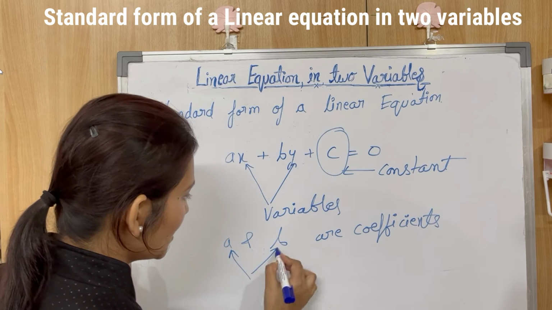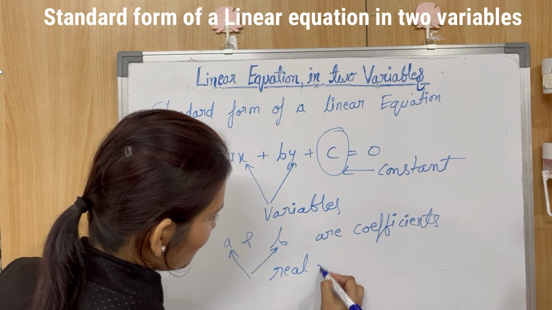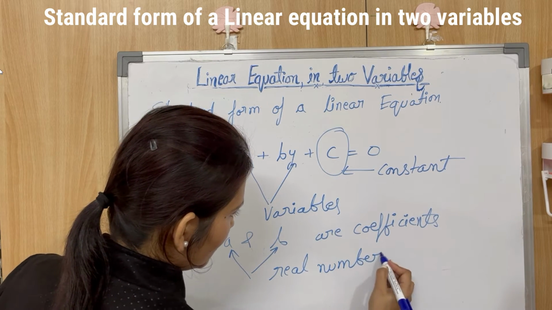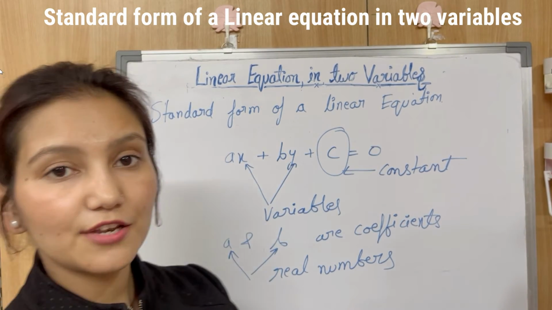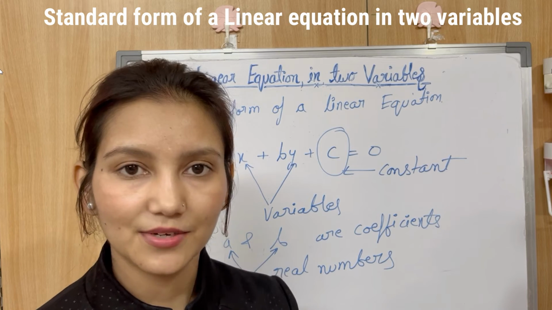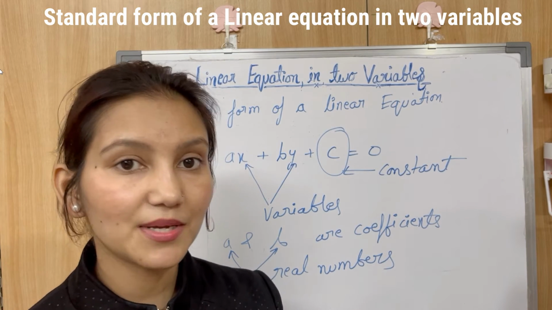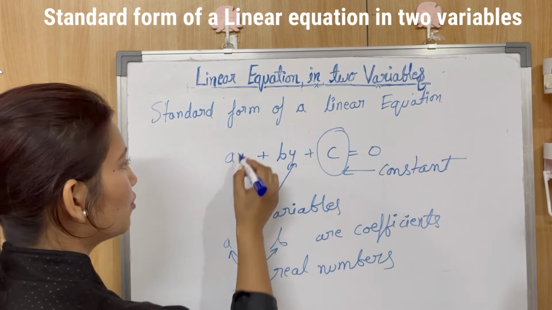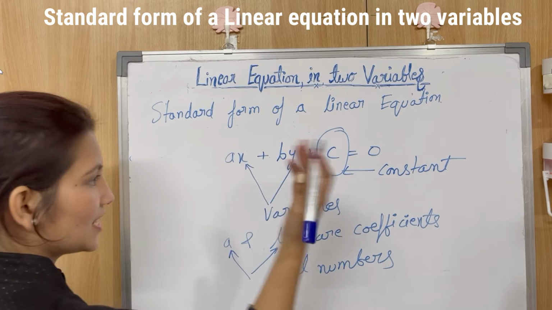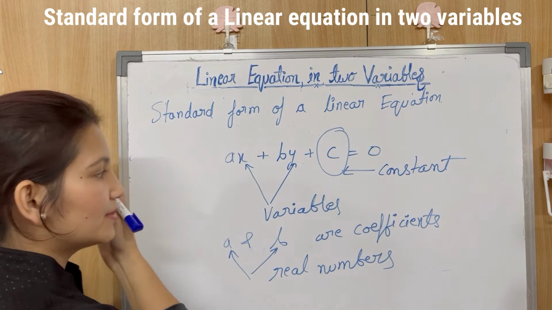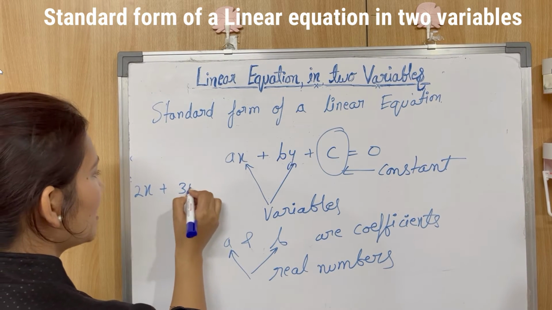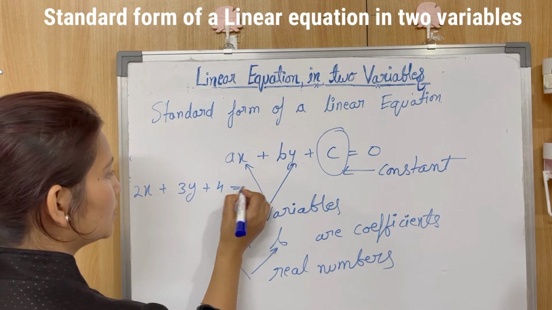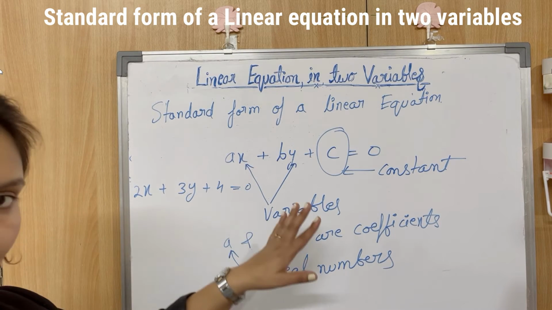Okay, so these are real numbers, but the condition is that A and B both cannot be 0 at the same time, right? Why so? Let's say if both become 0, let's take a linear equation in two variables. I'm just taking it here: 2x plus 3y plus 4 is equal to 0, right? So this is a linear equation in two variables.